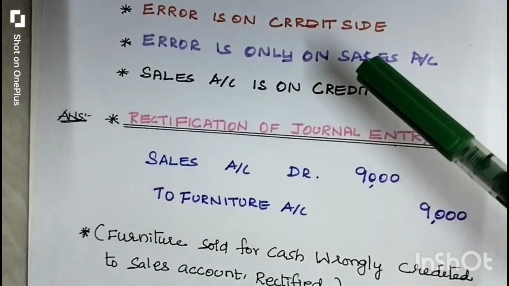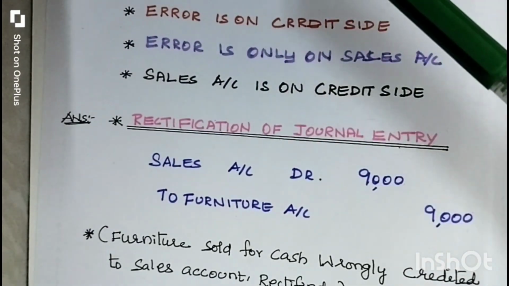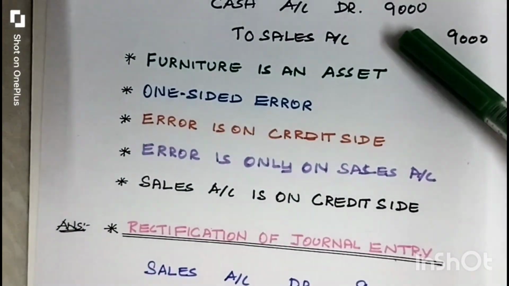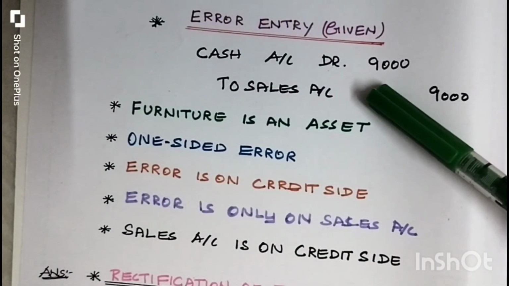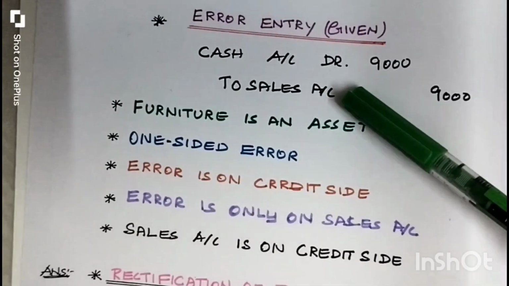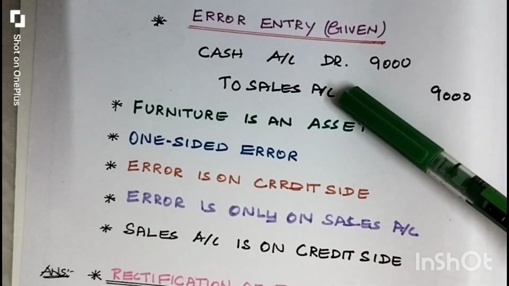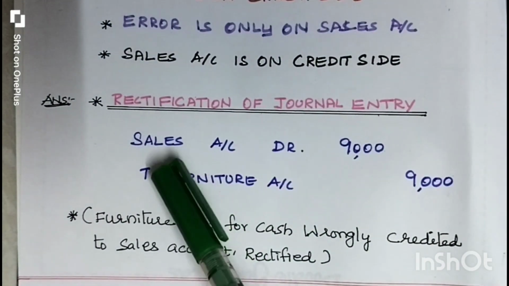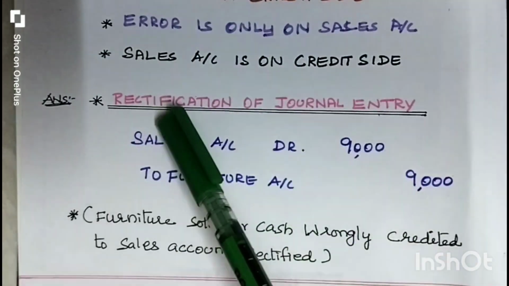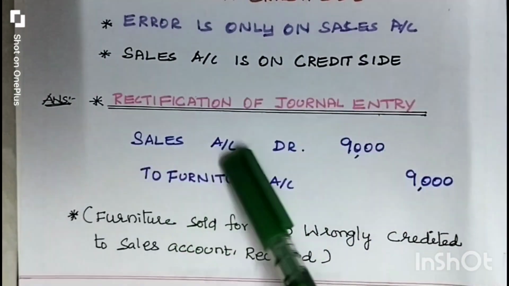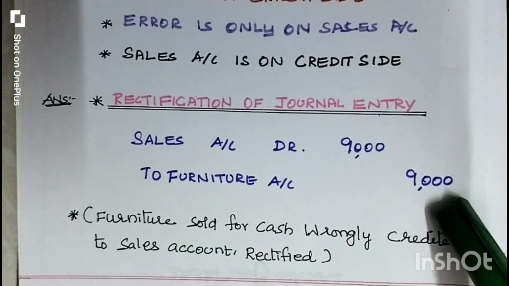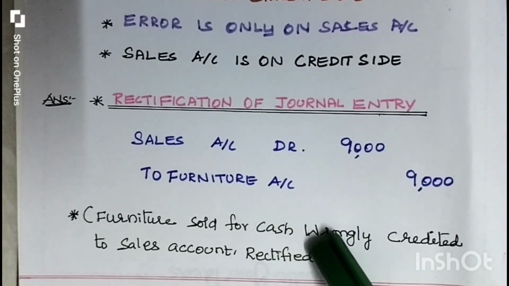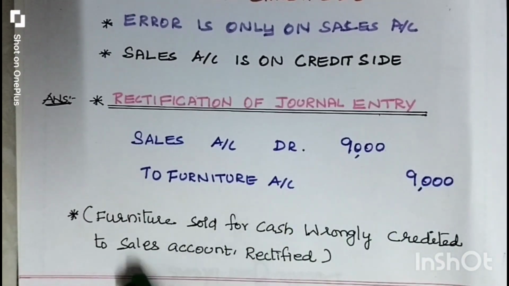Then which account is the error account, and on which side? The sales account is the error account. It is on the credit side. How can we rectify it? We have to reverse it, which means we have to debit it. We have to debit the sales account only. We debited the sales account 9,000 rupees. So the rectification of the journal entry is sales account debtor 9,000 rupees to furniture account 9,000. The narration is: furniture sold for cash wrongly credited to sales account, now rectified.